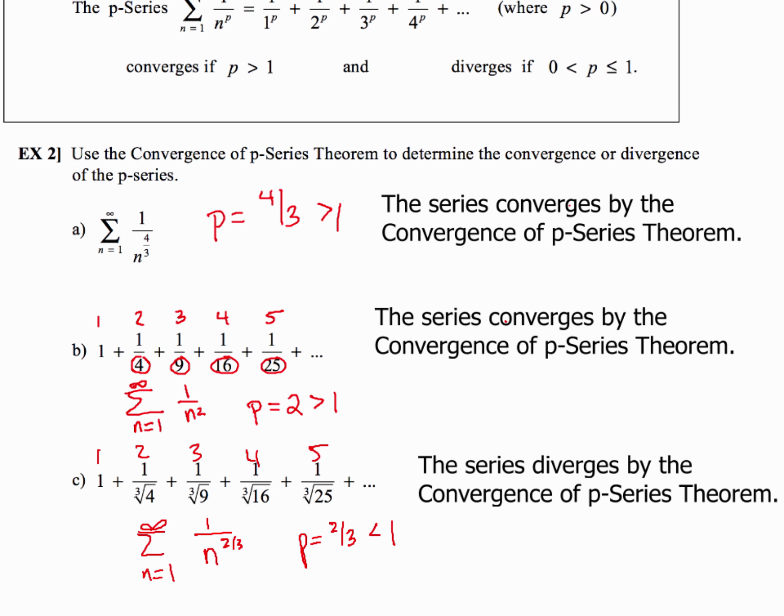So here are 3 different examples of using the convergence of p-series theorem, and hopefully by now you can recognize that determining the value of p helps you figure this out. Sometimes you're given the formula, like in example A, and other times you actually have to work a little bit backwards and come up with the formula for the summation, as in examples B and C. But in either case, you analyze the value of p, and then that tells you whether the series converges or diverges.